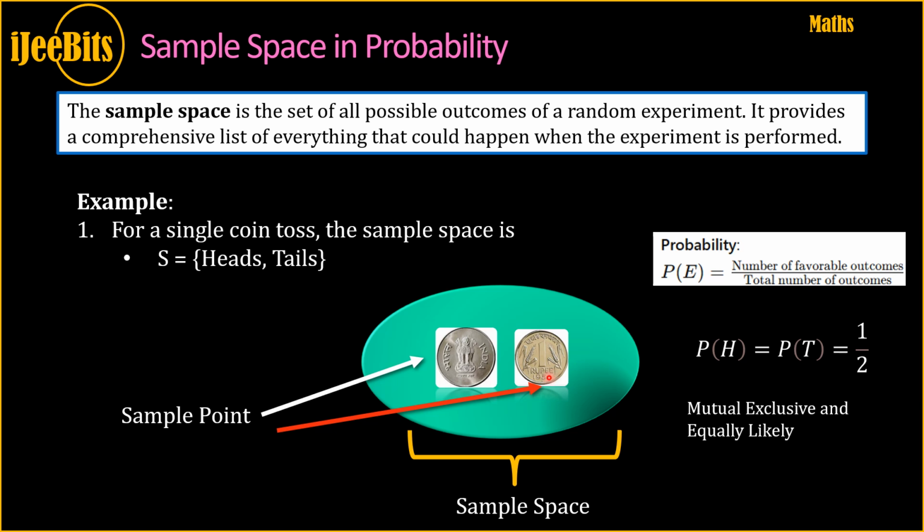So I'm recapping. For a single coin toss, we have two sample points, head and tail. These are the possible outcomes and hence our sample space is nothing but heads and tails. Second thing, the probability of getting head, probability of getting tail is 1 by 2 based on this formula. What it means is the probability of getting an event is the number of favorable outcomes divided by the total number of possible outcomes. So this case is precisely a mutually exclusive and equally likely case.